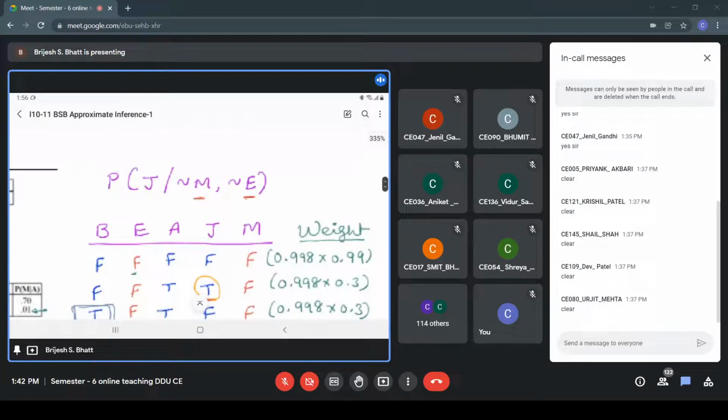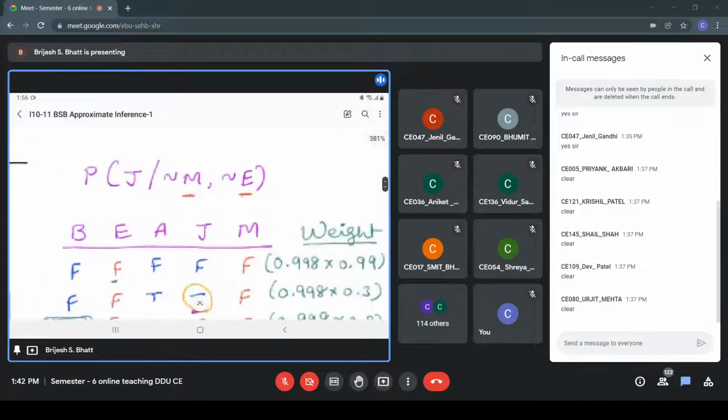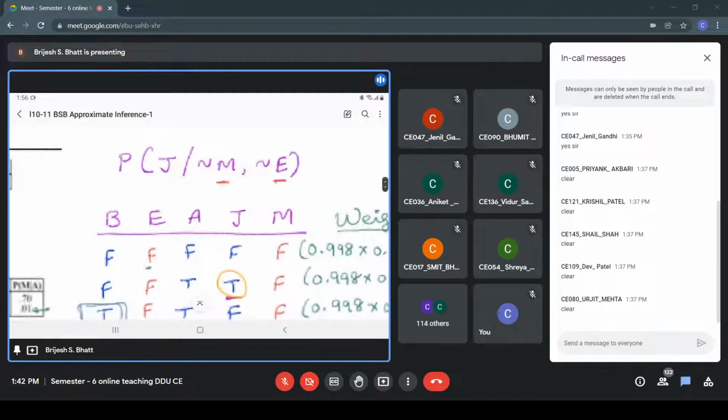Similarly, second example. Let's say the second sample gives the value of B is equal to F, A is equal to true, and J is equal to true. E and M anyway remain fixed as false. Now let's try to associate weight with this sample.